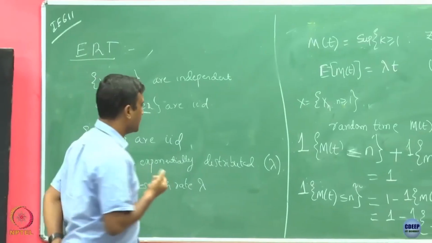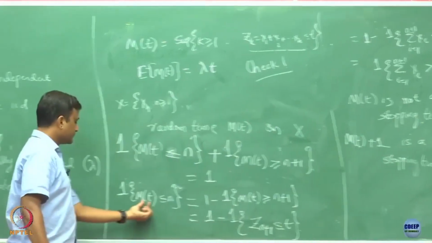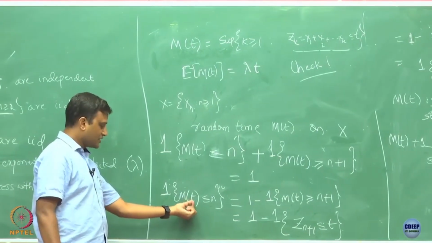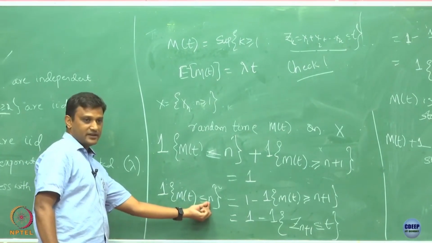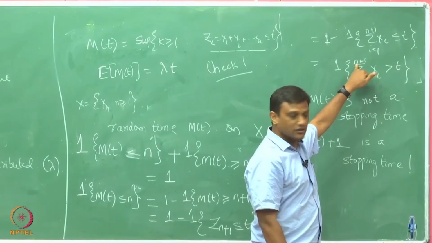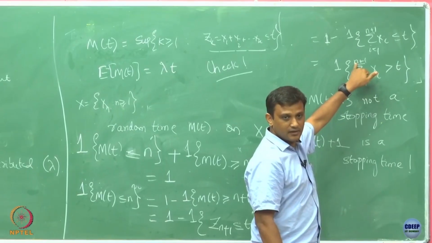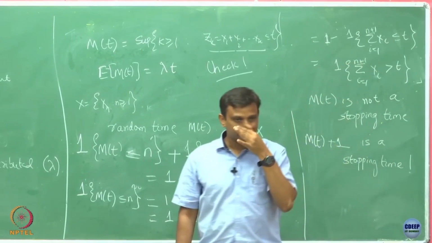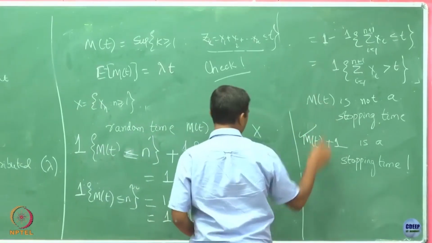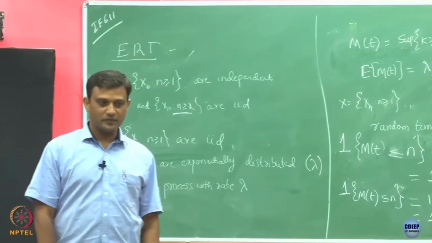Why is that? This is also actually obvious. If I want to check whether m of t plus 1 is a stopping time, replace m of t by m of t plus 1. That is basically asking whether m of t is upper bounded by n minus 1. So in that case I have to replace n by n minus 1, and the summation happens to be i equals 1 to only n. So it only depends on the n random variables. But again, this is the argument; convince yourself that if I want to check whether m of t plus 1 is a stopping time, that is the case.